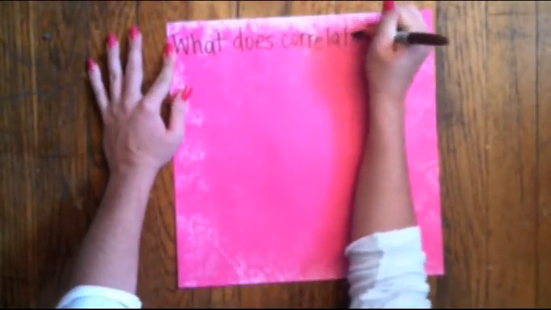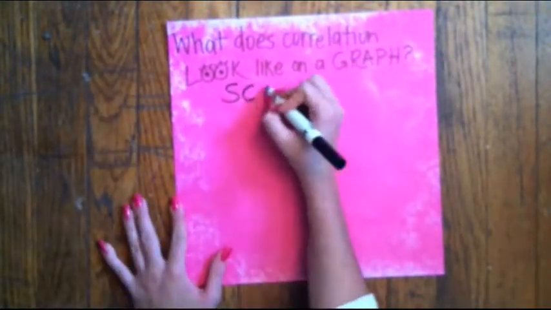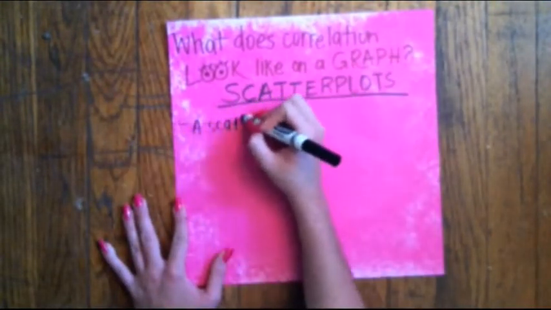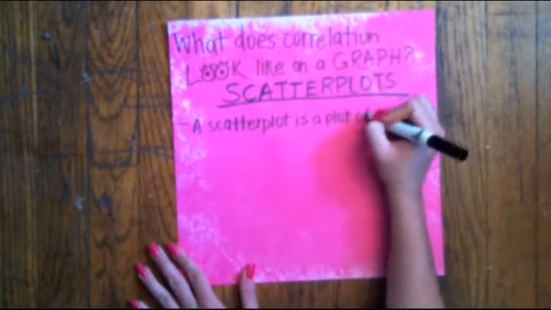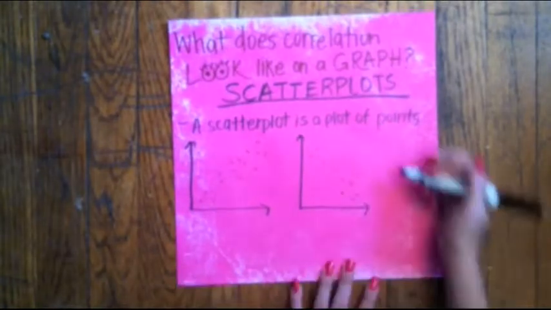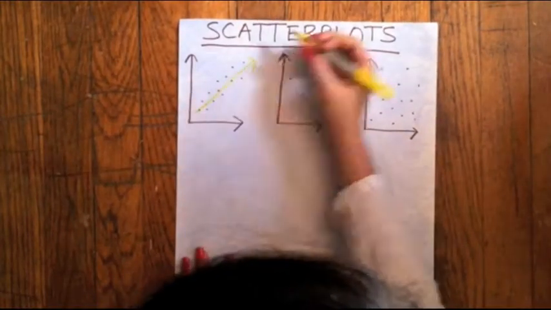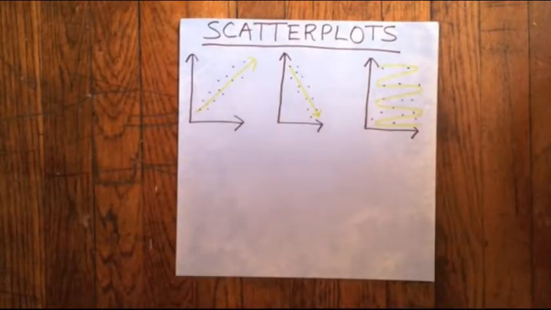So what does a correlation look like on a graph? We're going to start with scatter plots. A scatter plot is simply a plot of points. Notice that I have drawn 3 below. These 3 scatter plots show 3 different types of correlation.